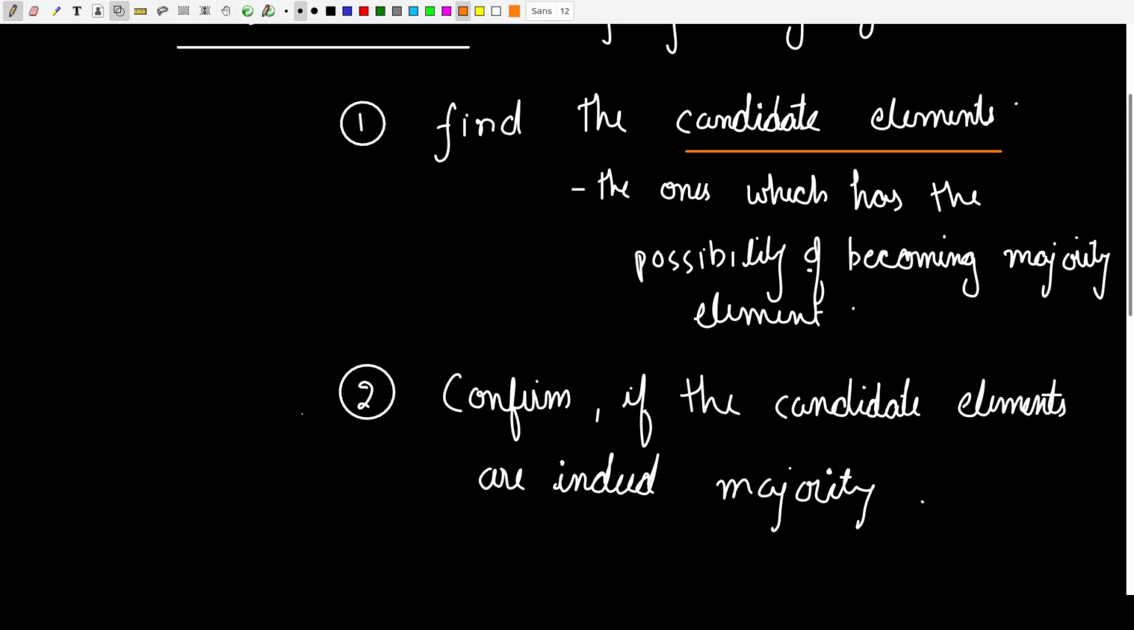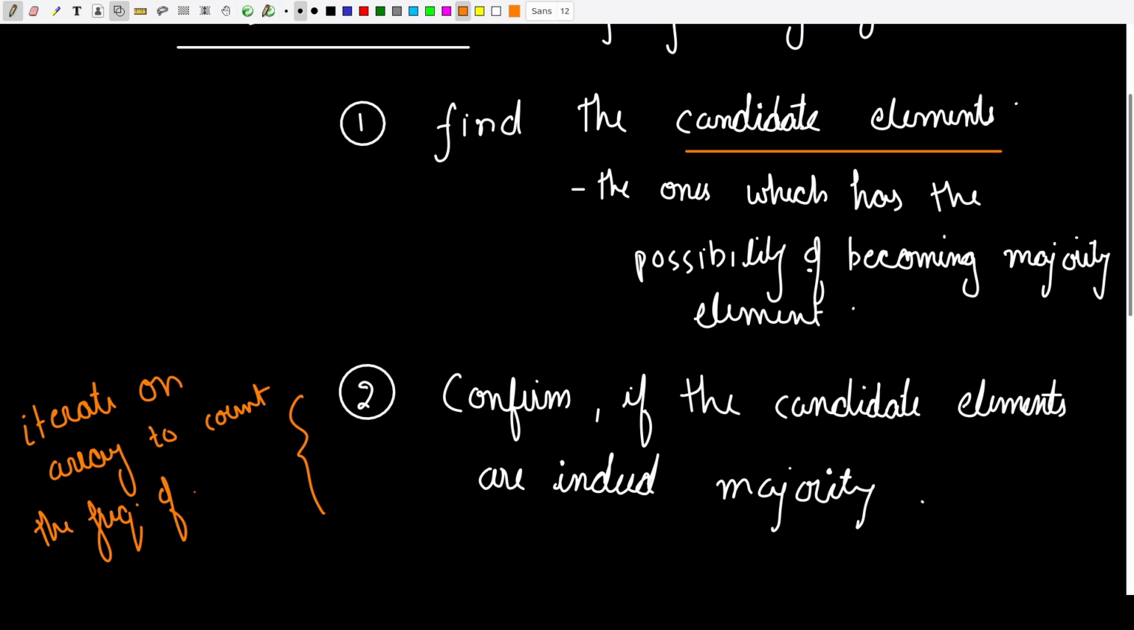So first let us discuss the second step. So the second step is rather simple. We already know which element is the candidate element. We will just iterate on the array in order to count the frequency of that element. So to do so, all we have to do is iterate on the array, count the frequency of the candidate element, and if this frequency is greater than n by 3, then we are going to say that this is a majority element. Otherwise, we are going to skip it.